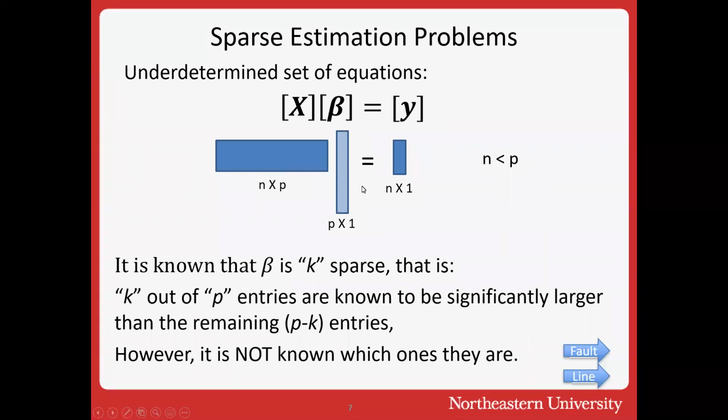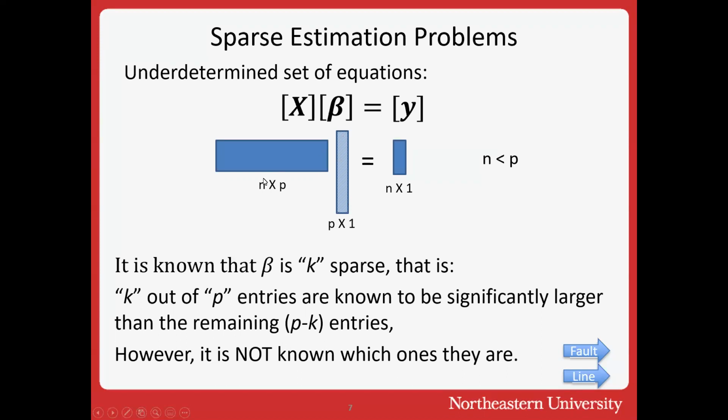That would be, for instance, if you already knew that beta, this unknown vector, is extremely sparse. How sparse? Well, we have this term called k-sparse. If a vector beta is k-sparse, that means that k out of p entries in this vector are significantly larger compared to the remaining p minus k entries. The problem is, even though we know this, we don't know which k entries out of p are like that. So we know that it's extremely sparse. There are only k significant entries, but we don't know which k those are.